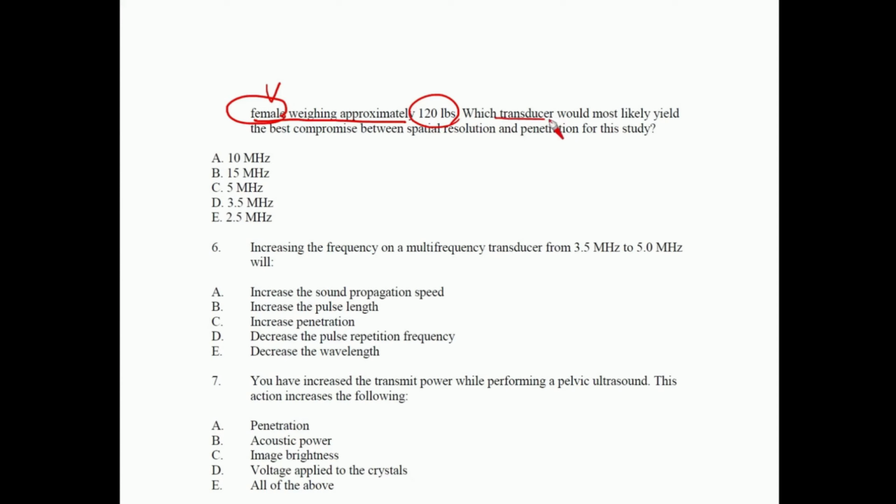If you look at the sentence, it's a question about choosing the frequency that provides the best spatial resolution by allowing better penetration. Generally, a frequency of about 3.5 is used for abdominal ultrasound. But since the patient is a thin woman, if the penetration is too deep, the image may not be formed well, so it's more efficient to increase the frequency to around 5 MHz.